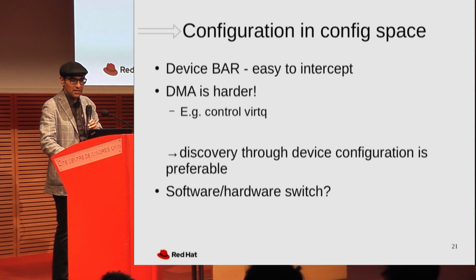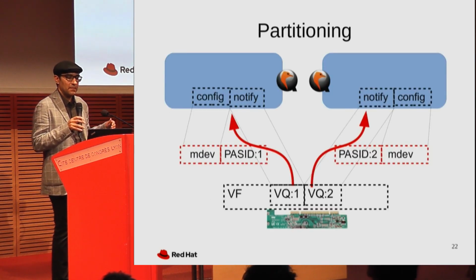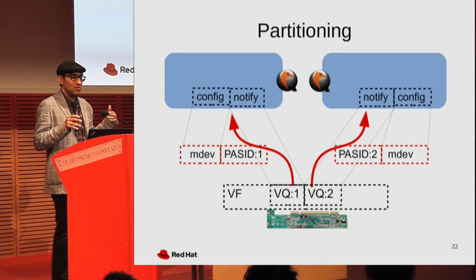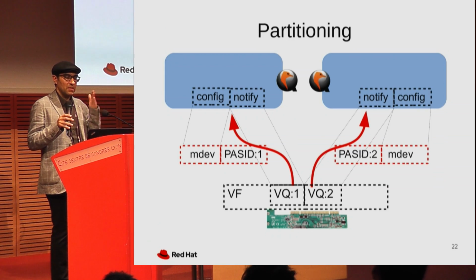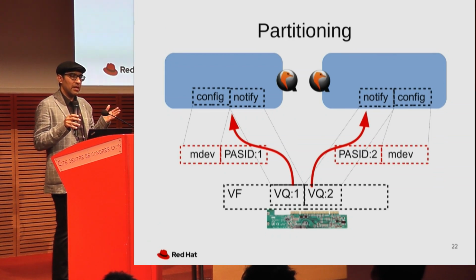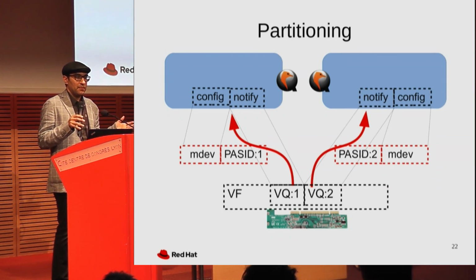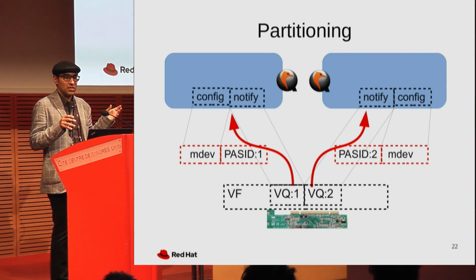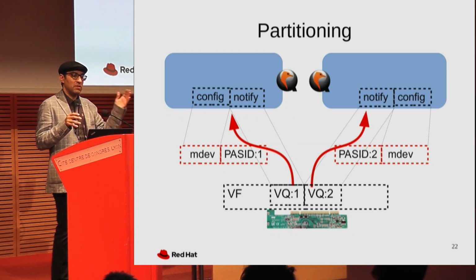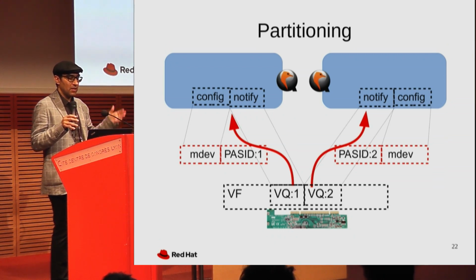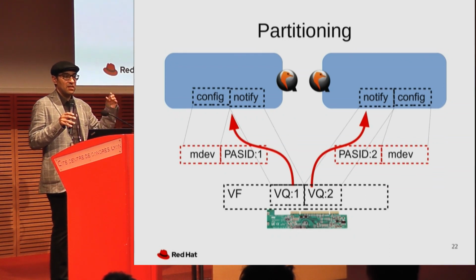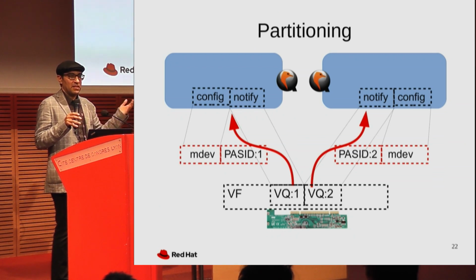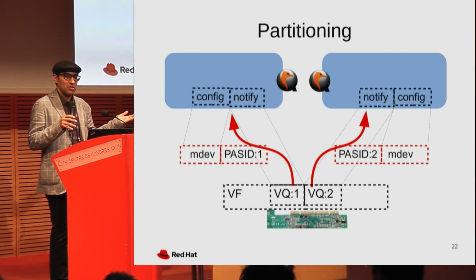Well, once you have this vendor-specific mdev device in the middle, you can do a bunch of tricks. One interesting possibility is to do partitioning. You could have a single VF with a bunch of virtual queues, and you give some of the virtual queues to one VM, and another set to a different VM. You can map notifications correctly, and you have two mdev devices emulating the Virtio specification, just the configuration part, in software.